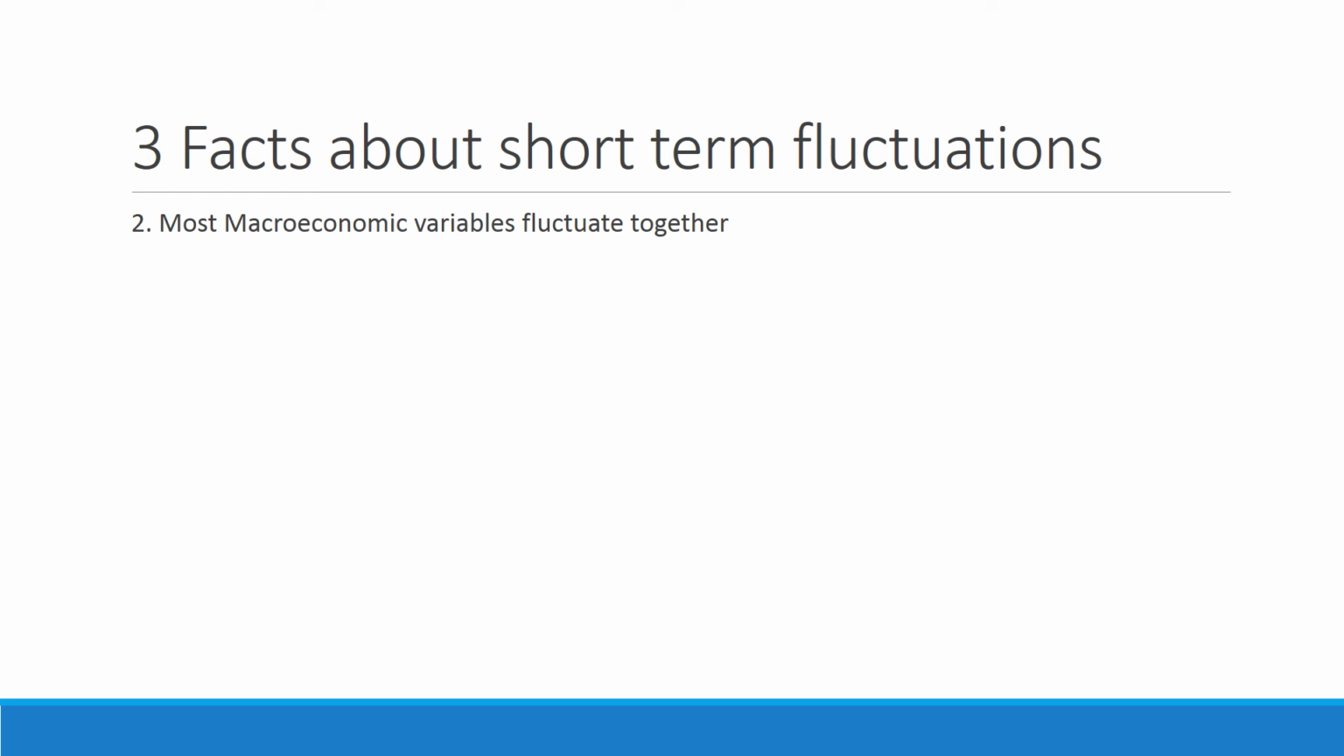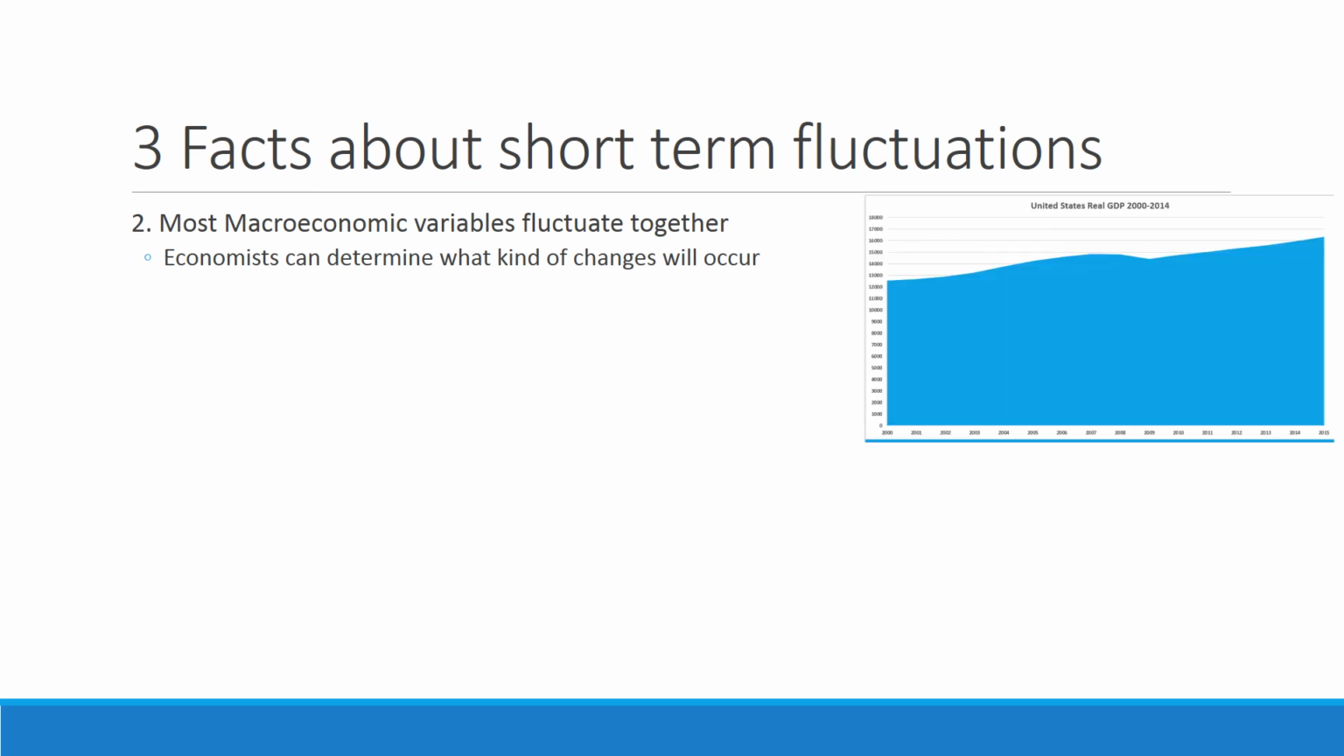So our second fact here is that most macroeconomic variables fluctuate together. Now, they may not move in the same direction. Some of them may be inverse and some of them may be converse, but they're going to fluctuate together. For example, when real GDP changes, unemployment is going to change. We've seen that already. And so economists can determine what kind of changes will occur based on this knowledge. If real GDP is rising, then economists can assume that the unemployment rate is going to be falling, and that's going to be the case.